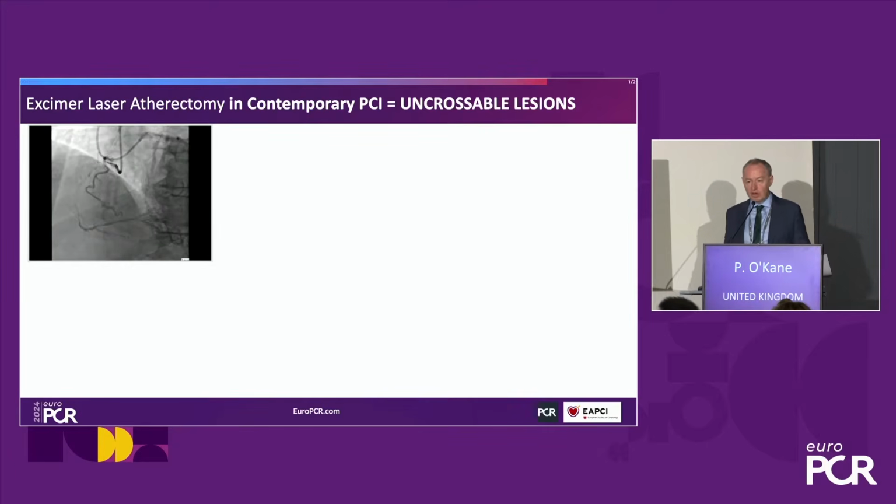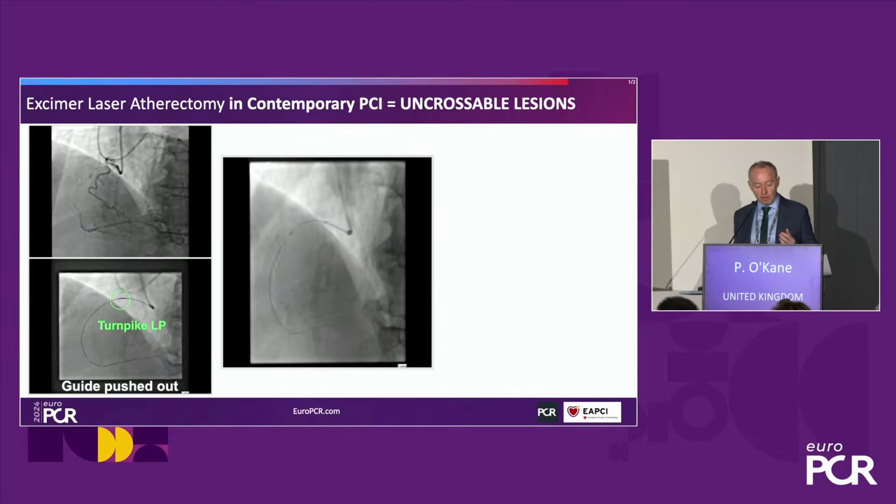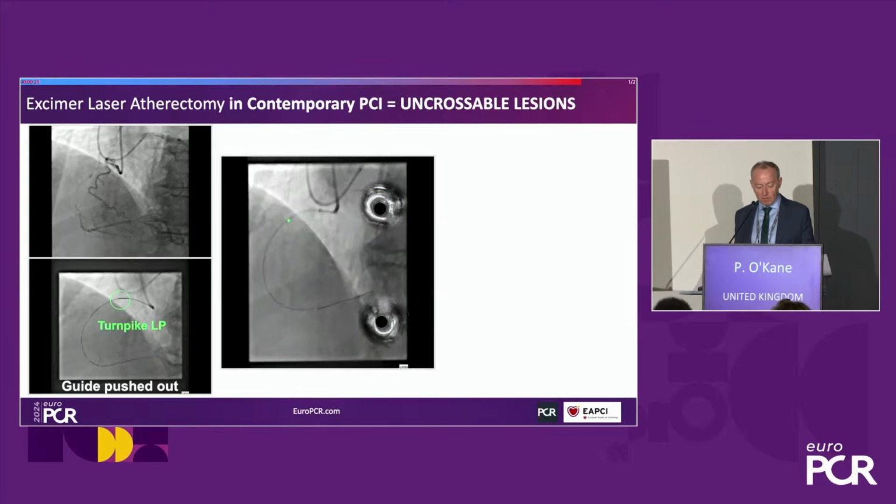This is a non-crossable lesion. Again, this is quite a contemporary case. You can get a wire down, but you can't get a small balloon down, you can't get a microcatheter down. The great thing is laser works on a standard 0.14 wire, so it means you can use laser across the whole of the proximal vessel.